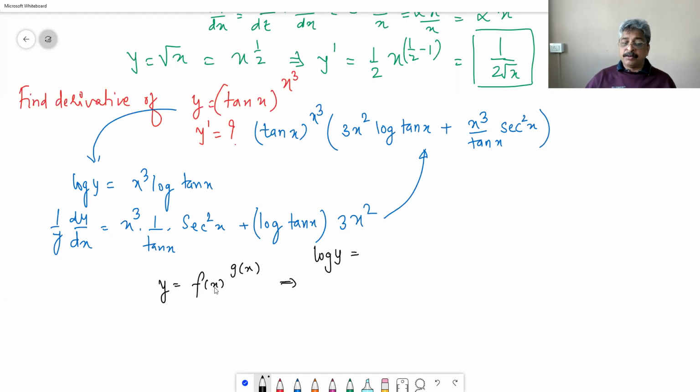Therefore, if it is f of x raised to g of x, then f of x is supposed to be positive, and therefore y is going to be positive. So that assumption is already there. Log y is equal to g of x log f of x. So 1 upon y dy by dx, that is the derivative of log y with respect to x. Again, there is a chain rule.